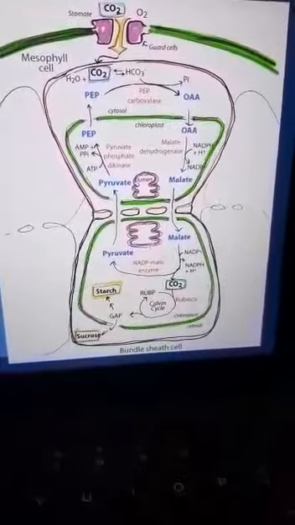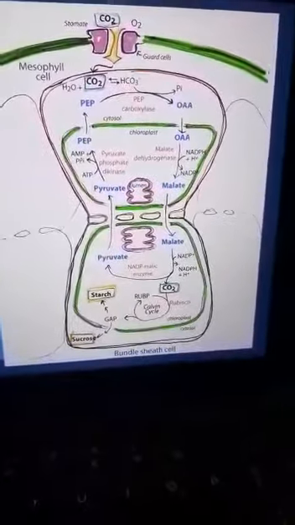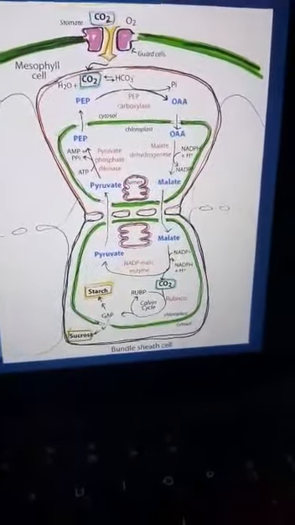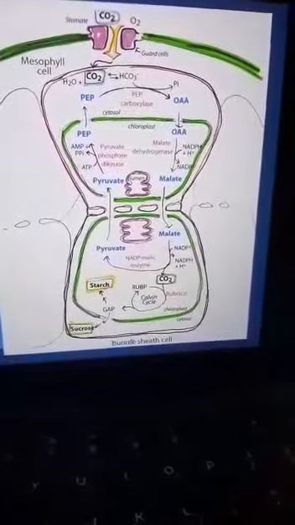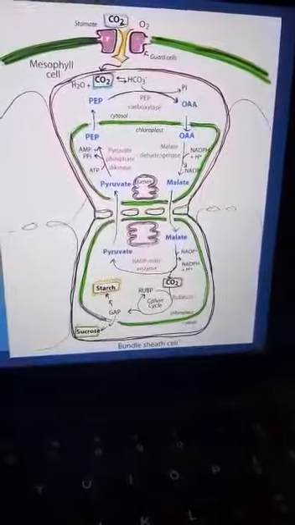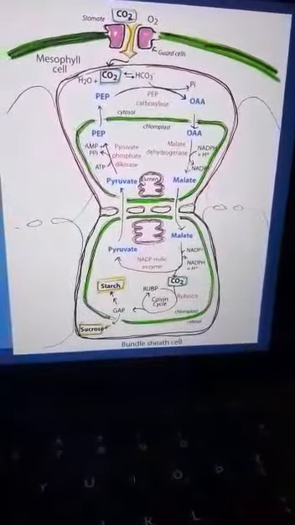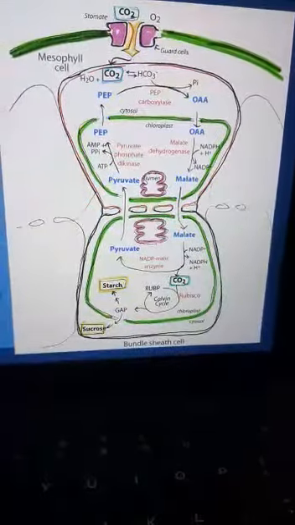Today we are going to deal with the C4 pathway. I will try to explain where the word C4 comes from.